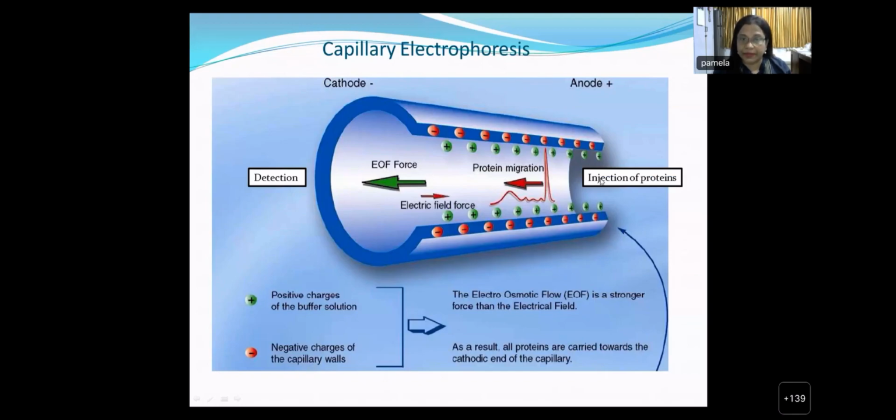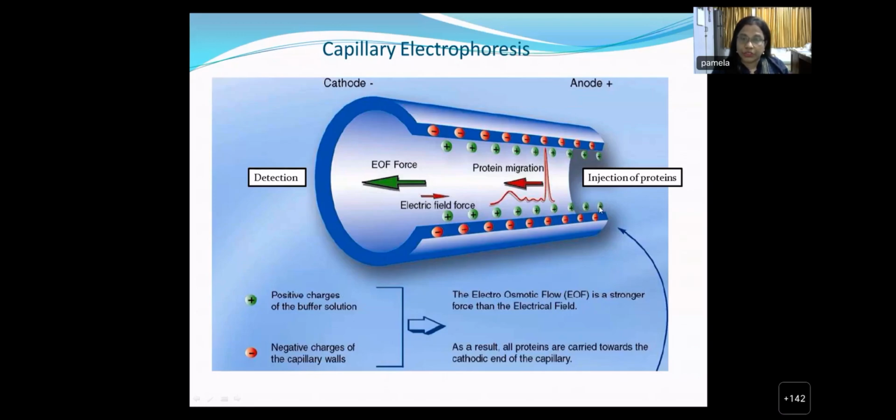This is the capillary. On this side, you have the injection of the serum, or the proteins in the serum. On the capillary wall, there is a negative charge, and the positive charge comes from the buffer solution. So you have the negative on the capillary wall, and the positive coming from the buffer solution.